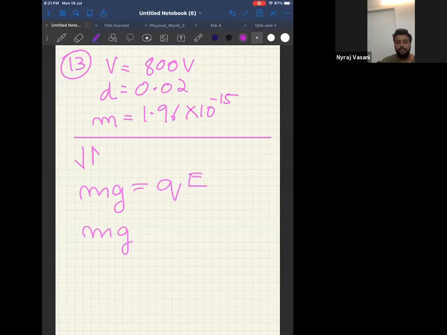Now mg will be equal to QE. E is not given, but I know V equal to ED, or E is equal to V by D. Did you understand this? Correct? Now, can you proceed and tell me what is the charge on the plate? Start. What is the charge on the plate?